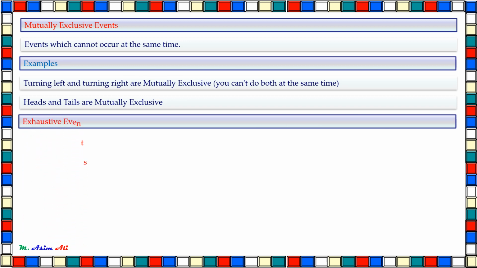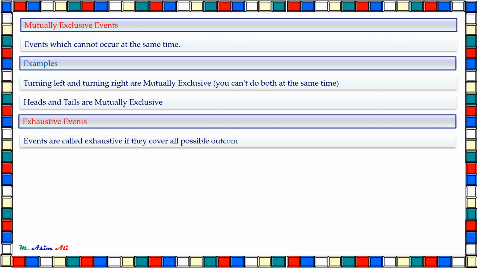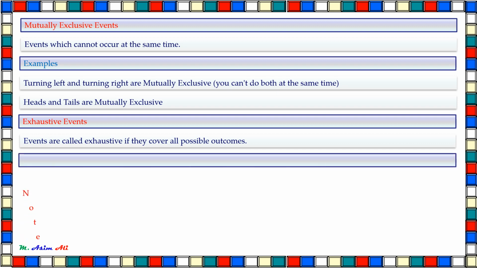Let us now define exhaustive events. Exhaustive events are the events which cover the whole sample space, which produce all the outcomes that are present in the sample space, all the possible outcomes. The events producing all those possible outcomes are called exhaustive events.